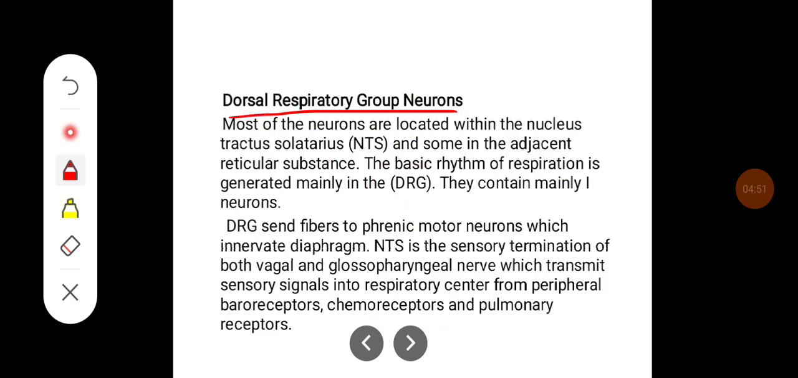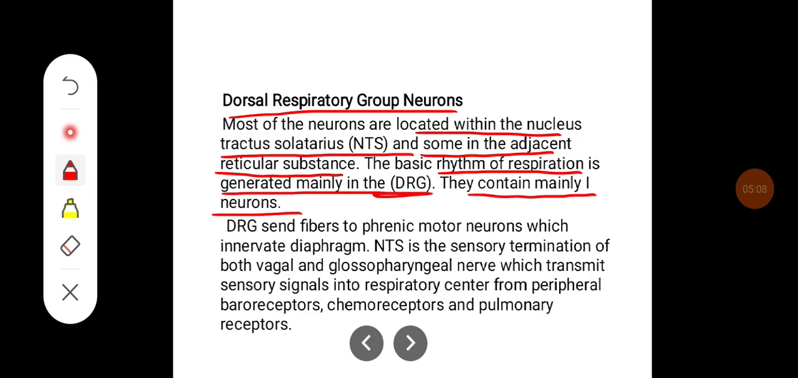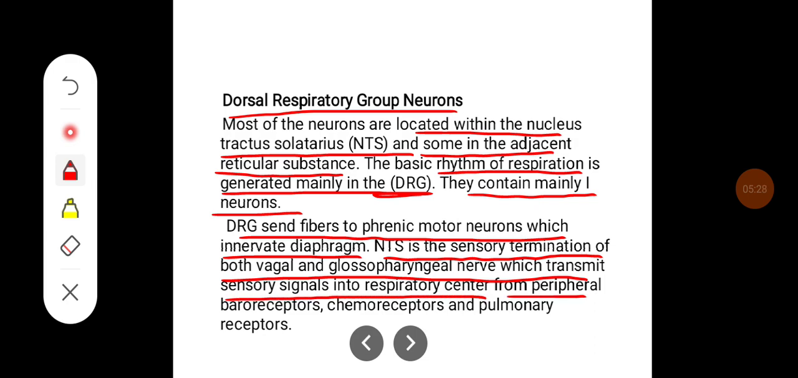Dorsal respiratory group of neurons. Most of the neurons are located within the nucleus tractus solitarius, and some in the adjacent reticular substance. The basic rhythm of respiration is generated mainly in the DRG. They contain mainly the I neurons. The DRG sends fibers to the phrenic motor neurons which innervate the diaphragm. The nucleus tractus solitarius is the sensory termination of both the vagal and glossopharyngeal nerves, which transmit sensory signals to the respiratory centers from peripheral baroreceptors, chemoreceptors, and pulmonary receptors.